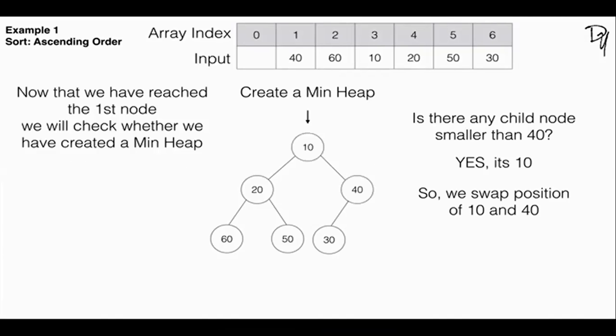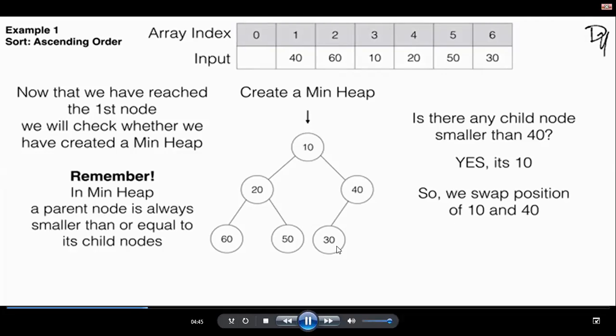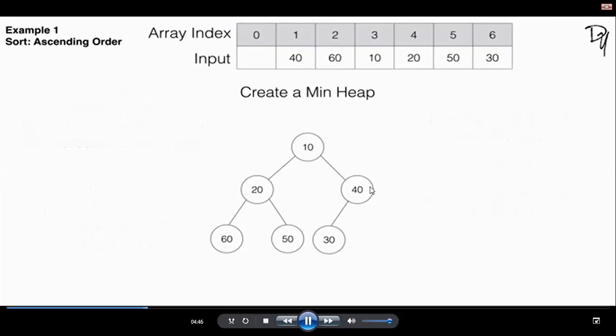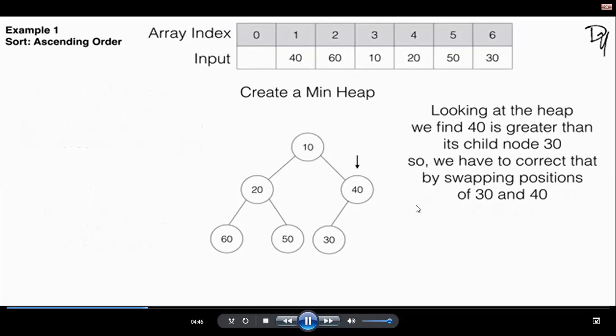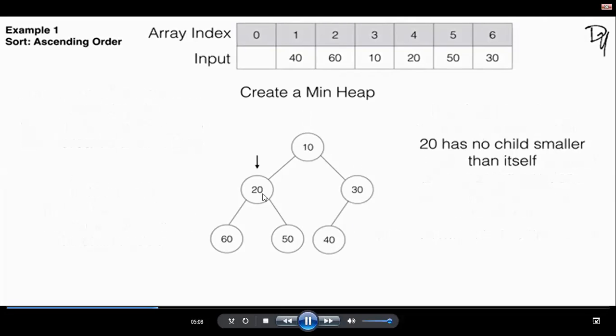Again, I have to check whether it is properly created or not. No, it is not properly created because 40 is bigger than 30. So what should we do? Looking at this heap, we find 40 is greater than its children node. So we have to correct these two elements by swapping 40 and 30 here, right? That's it. And again, we will check with the second node.